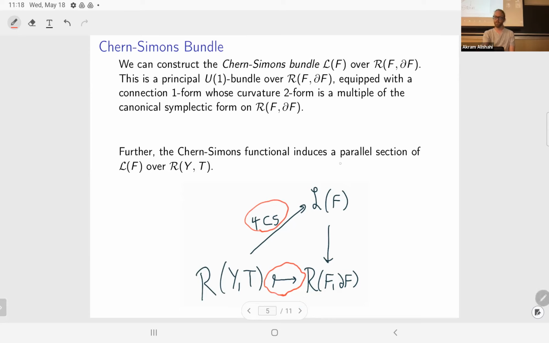The fact that we have a parallel section basically means that the lift is Legendrian, because this pre-quantum condition, the fact that the curvature of the connection one form is the symplectic form, implies that that connection one form is actually just a contact one form. So the total space of this bundle is in fact a contact manifold, and the lift of this Lagrangian immersion is actually a Legendrian immersion.